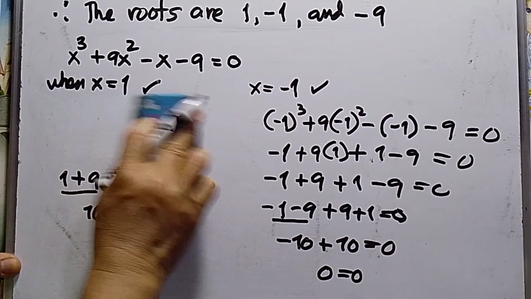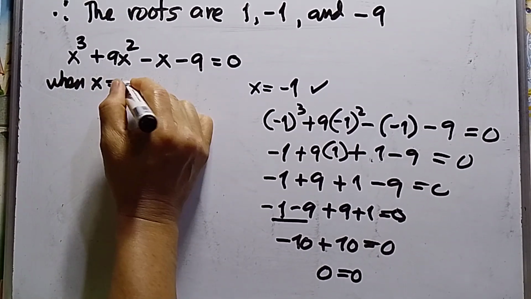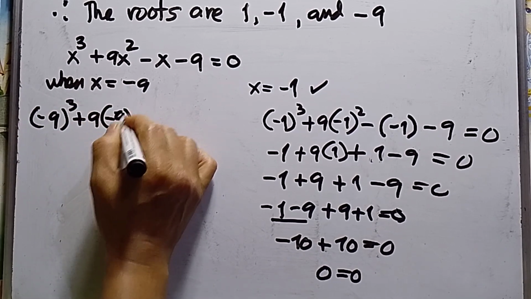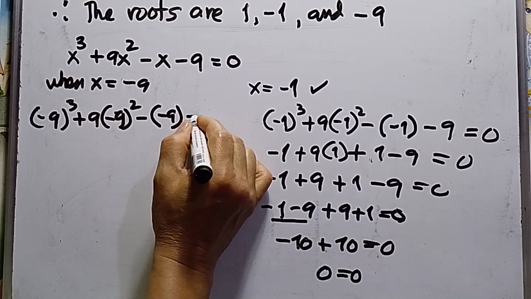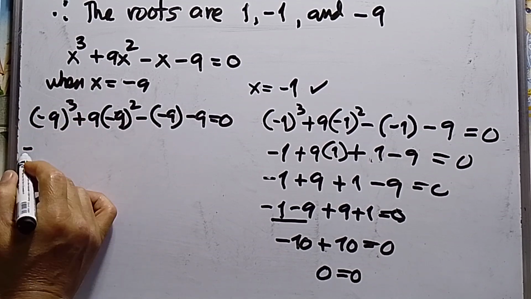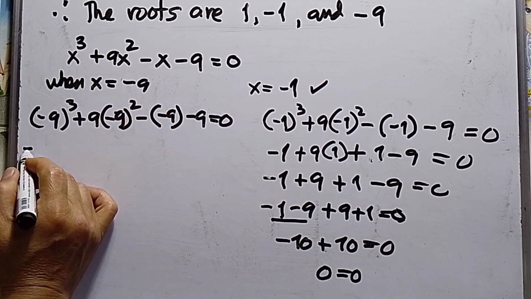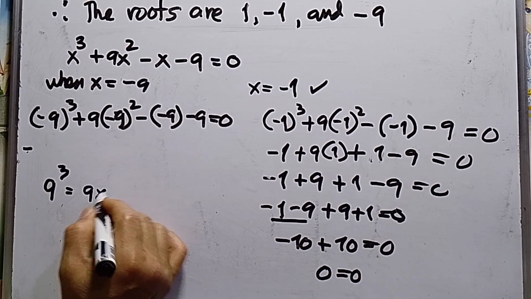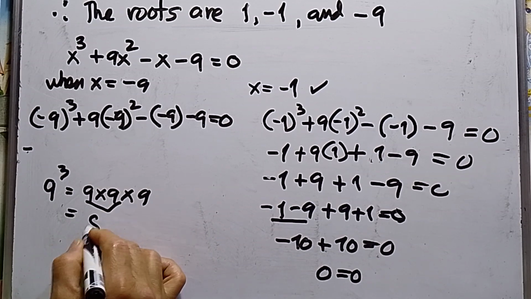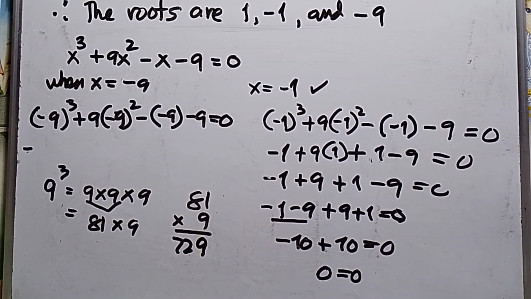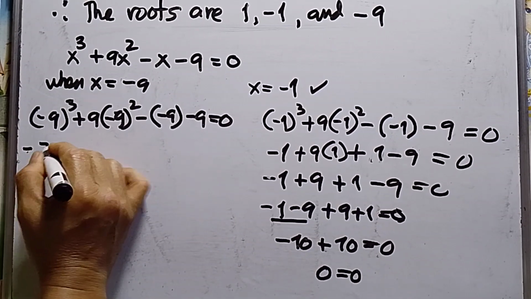How about the last, negative 9? So this will be negative 9 cubed plus 9 times negative 9 squared minus negative 9 minus 9 is equal to 0. So what is 9 to the third power? Take note, this will be negative because I mentioned before that if the exponent is odd, the sign must be negative. If even, the sign must be positive. Since this is odd, this will be negative. So 9 times 9 times 9. We know that 9 times 9 is 81, times 9 is 729. So we got negative 729.